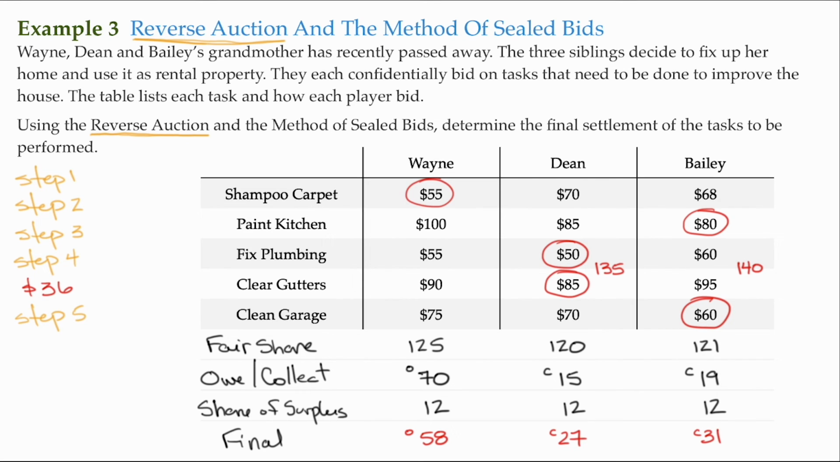And obviously, as you can see here, Wayne's going to wind up paying back, because he's not doing enough work, he's going to wind up paying back $58. Dean's going to get 27 of that, and Bailey's going to get 31. So he winds up paying $58 back to Dean and Bailey, and they split it amongst each other according to what their fair share is. But that's how a reverse auction works. And there you go.